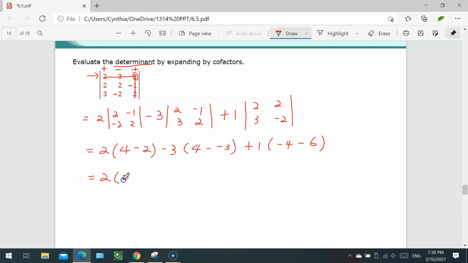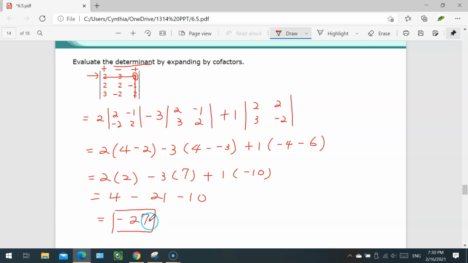So we have 2 multiplied by 2, minus 3 multiplied by 7, plus 1 multiplied by -10. So you have 4 minus 21 minus 10. So the determinant of this 3 by 3 determinant is -27. Sorry, let me say that one more time. So the determinant of this 3 by 3 matrix is -27.